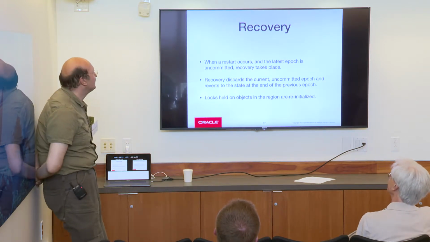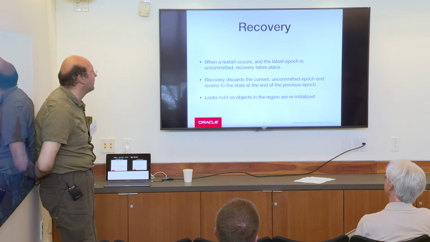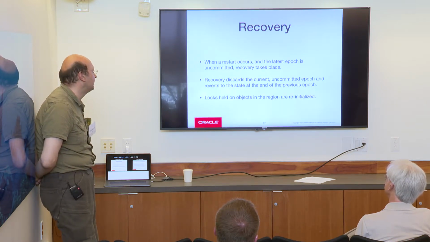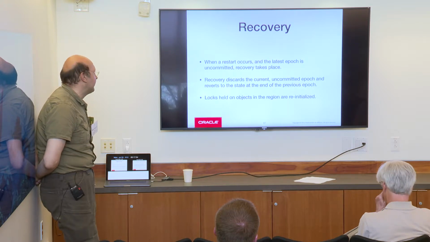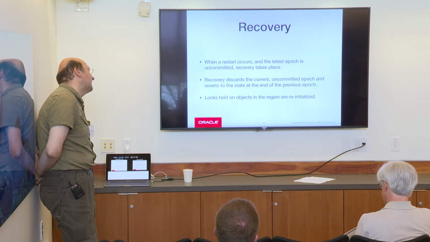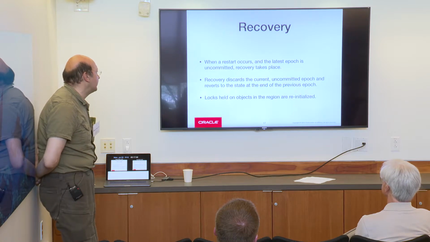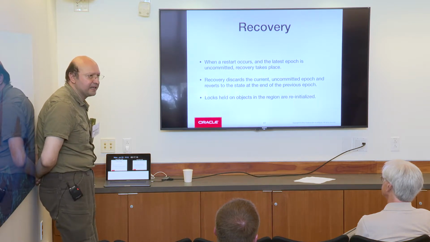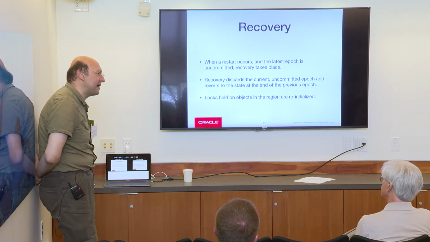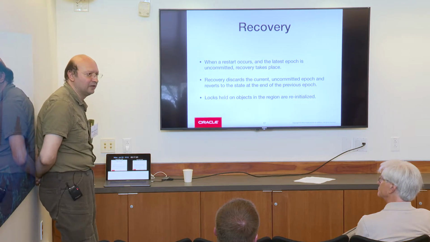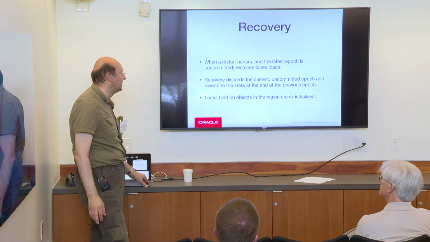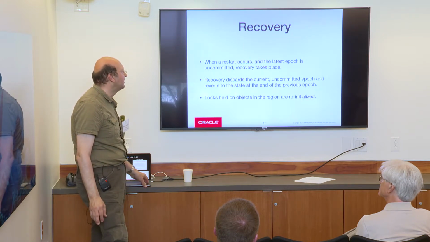Okay, so recovery. When a restart occurs, the latest epoch is uncommitted, we discard the updates in that epoch and roll back to the previous checkpoint. And then the program can continue computing from there. The locks are all discarded because the locks are handled by threads, and threads, in this model at least, are volatile. So threads do not persist, unlike in the OPJ work a couple of decades ago.